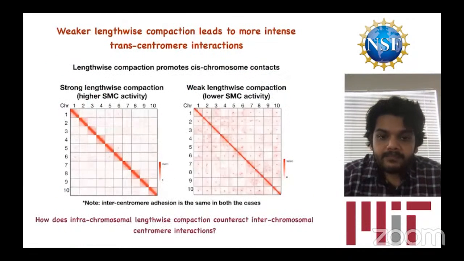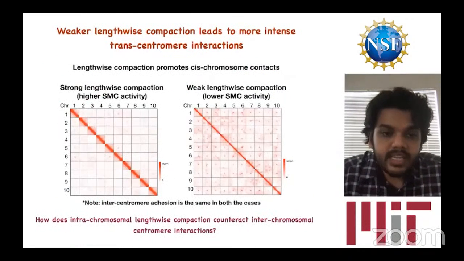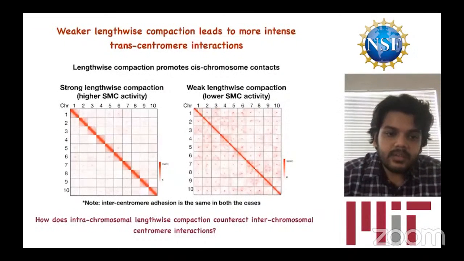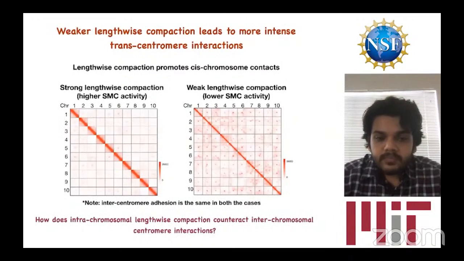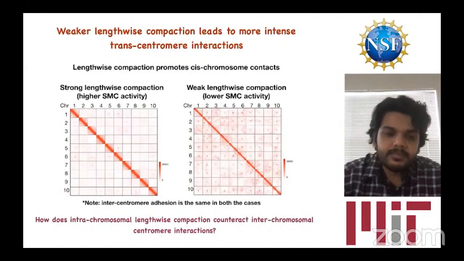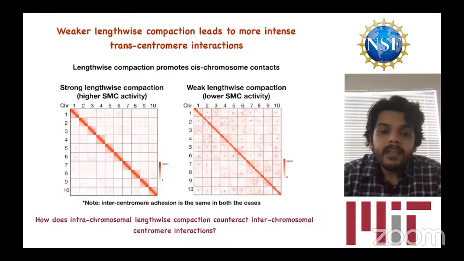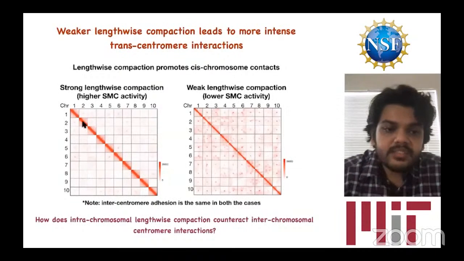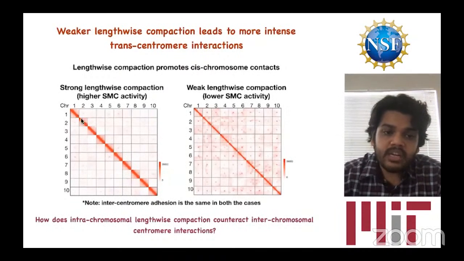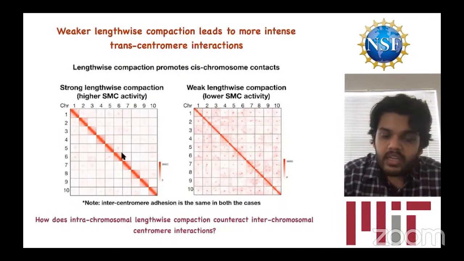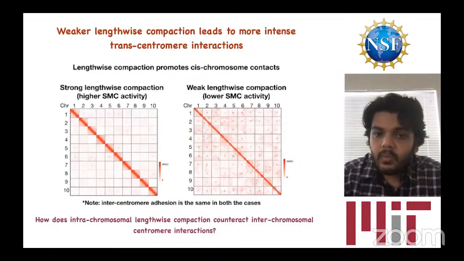Now, I have not shown you any Hi-C map before this slide, but I am pretty certain most of you are familiar with what a Hi-C map represents. In a nutshell, it shows the interaction probabilities or frequencies between genomic elements in a matrix format. These are both interchromosomal and intrachromosomal interactions. The diagonal blocks are only intrachromosomal, whereas the off-diagonal ones are interchromosomal. This is for strong lengthwise compaction, and this is for weak lengthwise compaction.